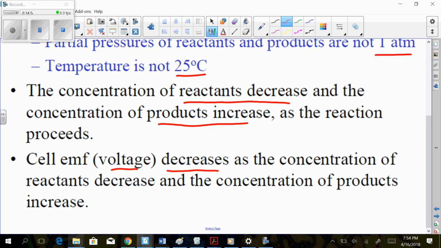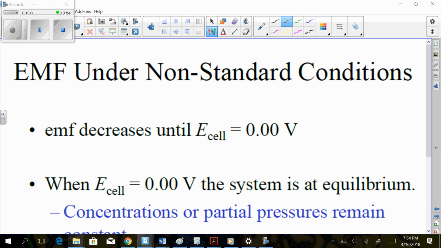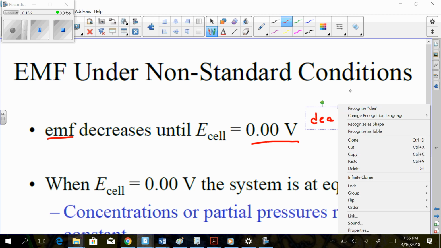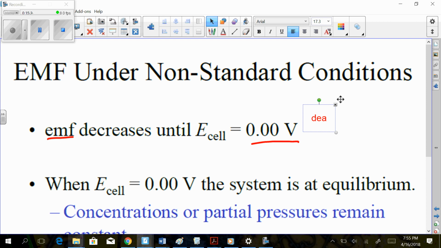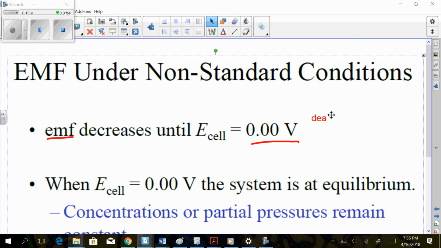And so what may start out with, like say the E naught cell is 2 volts, over time it will slowly go down. And this is what you see with your batteries. So the voltage decreases. Another name for EMF is voltage. The voltage decreases until the E cell equals 0. At this point, you have a dead battery, and this system, oops, that's pretty cool. If I could write again.